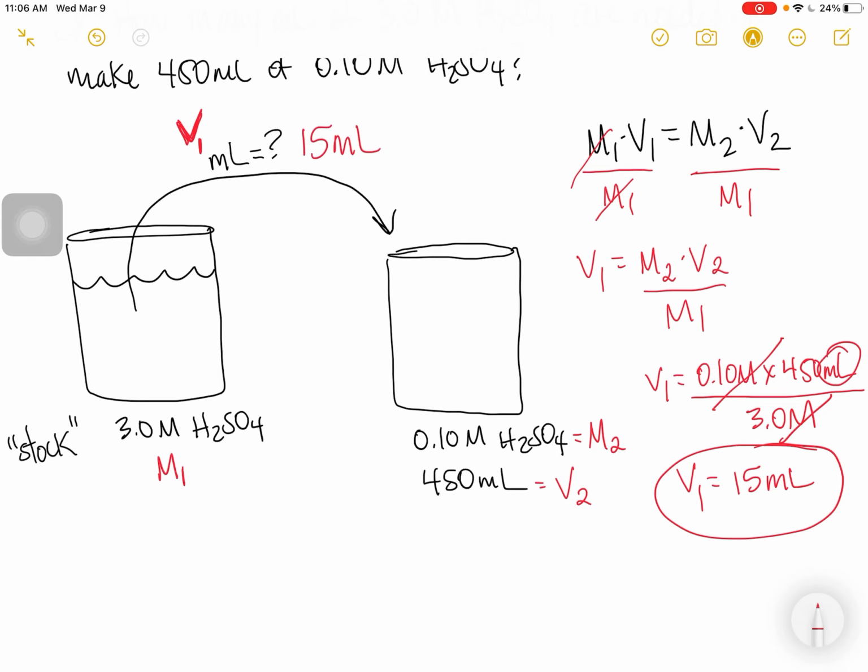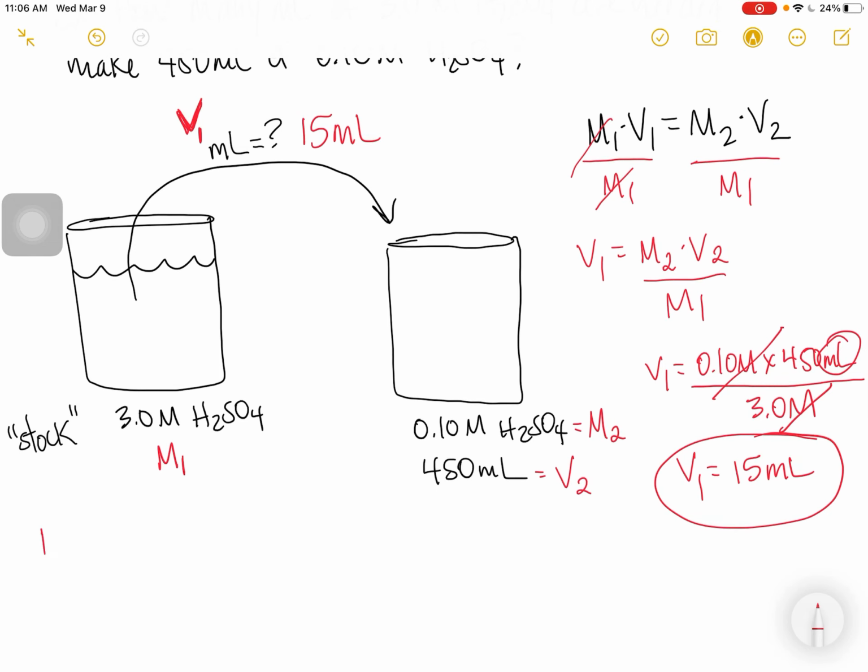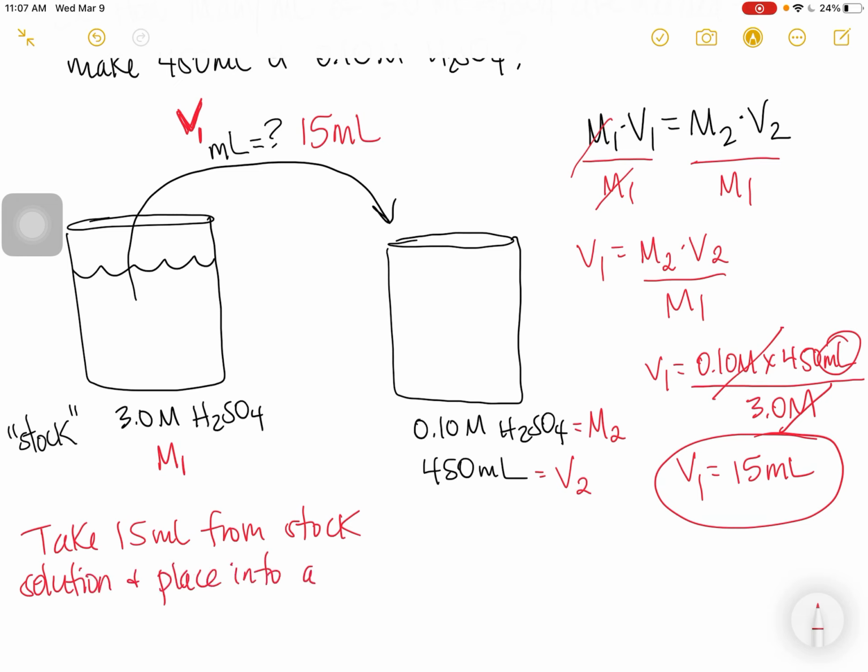So to actually perform this dilution, you would take 15 mils from the stock solution and put it into a flask. We'll talk about this when we do the lab about specific glassware and all that. So we would take exactly 15 milliliters from this stock solution and put it into another piece of glassware. So here I go. There's my 15 milliliters.